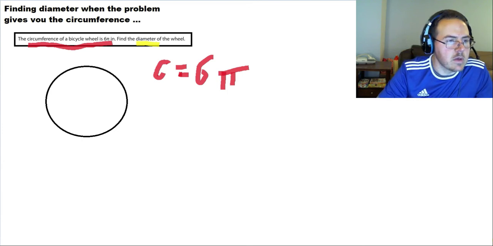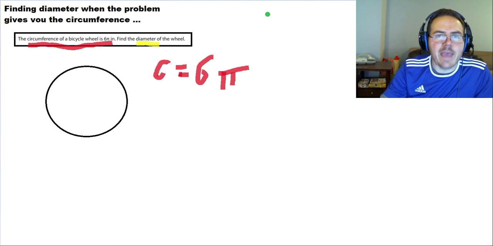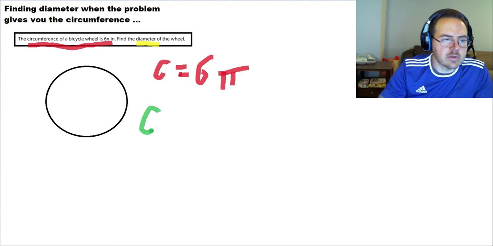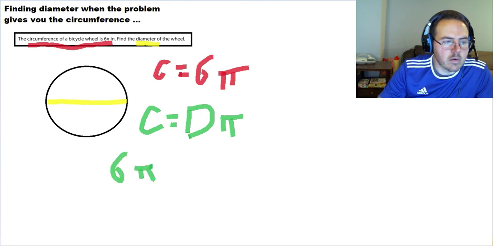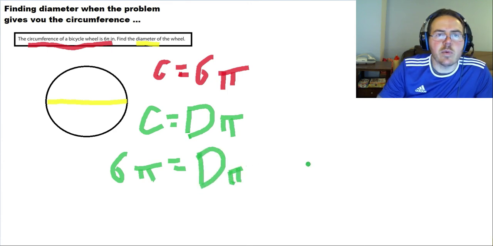Okay. Well, let's start by writing down the actual formula for the circumference of a circle. So the circumference is equal to the diameter times pi. Okay. We want to know the diameter of the circle. Okay, so let's plug in what we know. We know that the circumference is 6 pi, so that means that 6 pi equals diameter times pi. And this is where we have to do some undo math.